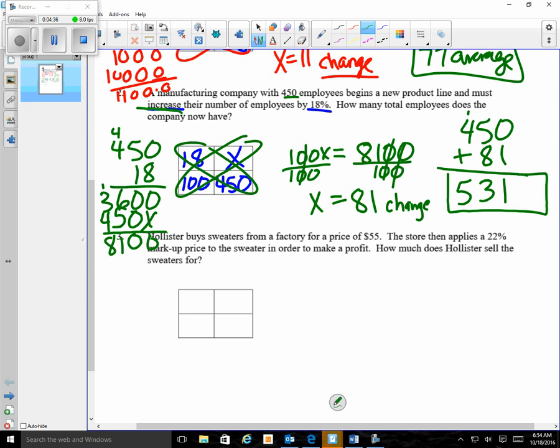So if you notice when we did percent increase, percent decrease, we added or subtracted first to get this number here for the change. And then with the markup, markdown, you do your addition and subtraction at the end.